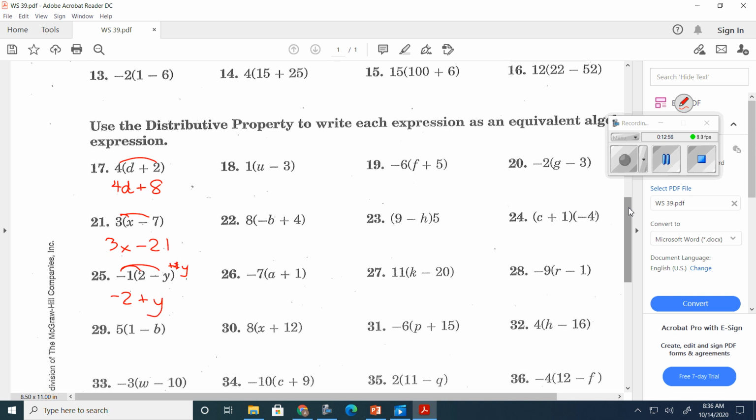So down here on this part, hopefully you can just do these mentally and practice your distributive property. Good luck with the assignment.